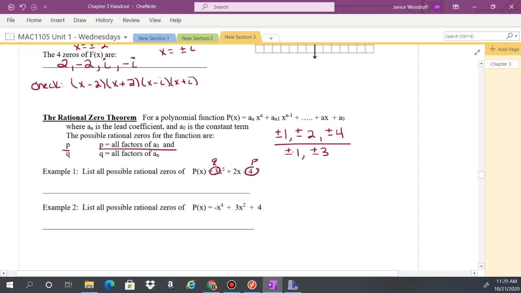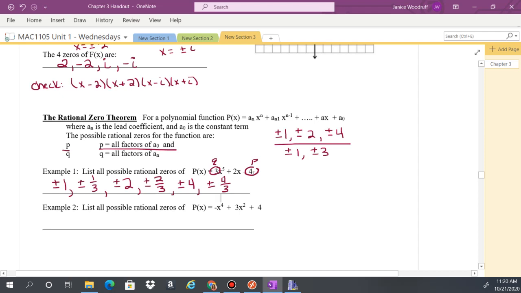So you would go 1 over 1 gives you 1. So that's the first possible 0. Then 1 over 3, 1/3, plus minus 1/3. Then 2 over 1 gives you 2, so plus minus 2. Then 2 over 3 gives you 2/3, so plus minus 2/3. Then 4 over 1 gives you 4, plus minus 4. And then 4 over 3 gives you 4/3. So those are all the possible rational zeros.